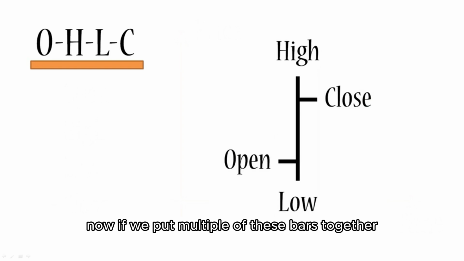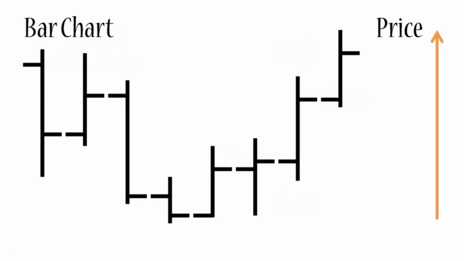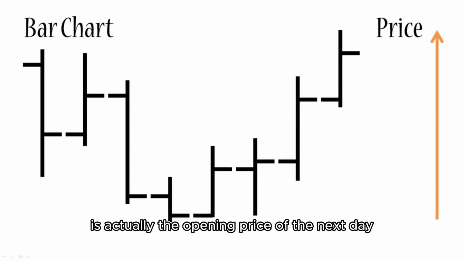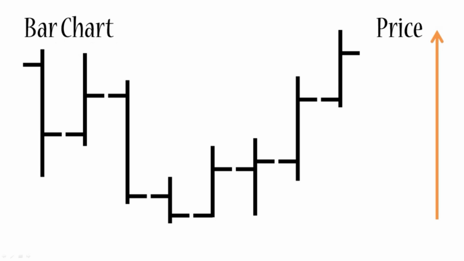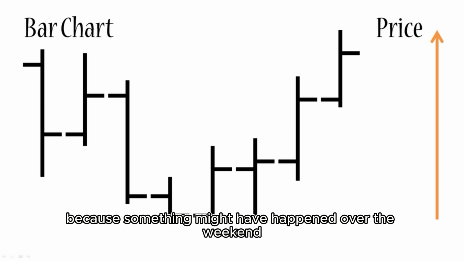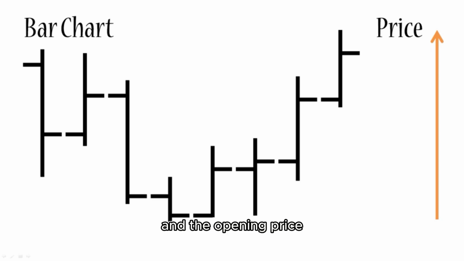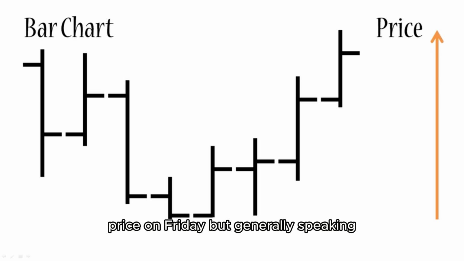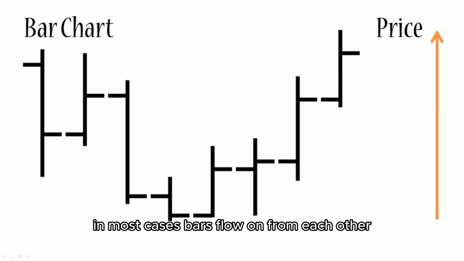Now if we put multiple of these bars together, then we will get a Forex bar chart. As you can see, the closing price of one day is actually the opening price of the next day. There are some exceptions to this rule, especially if you're looking at Friday and Monday, because something might have happened over the weekend and the opening price on Monday might be different to the closing price on Friday. But generally speaking, in most cases, bars flow on from each other.